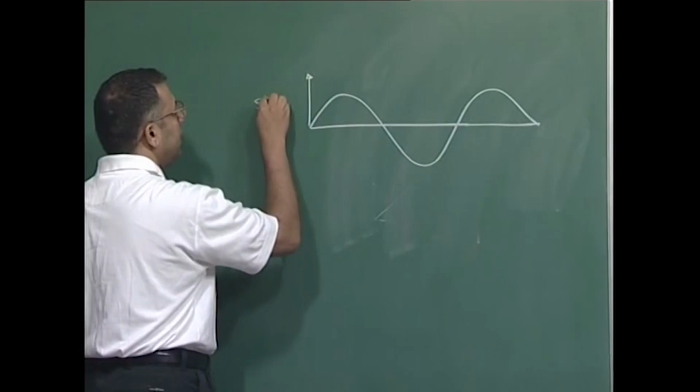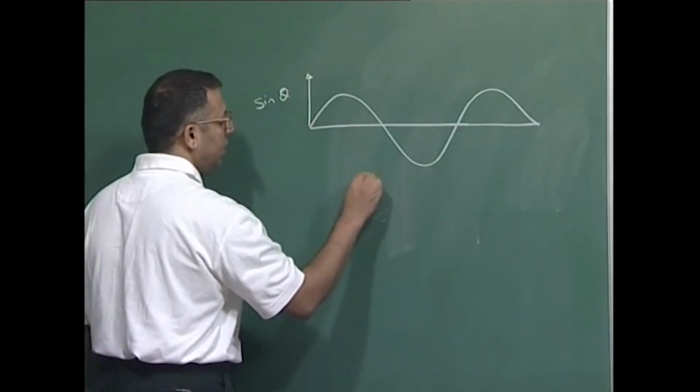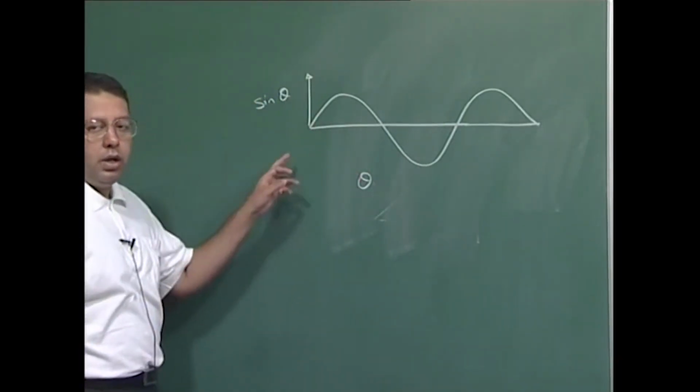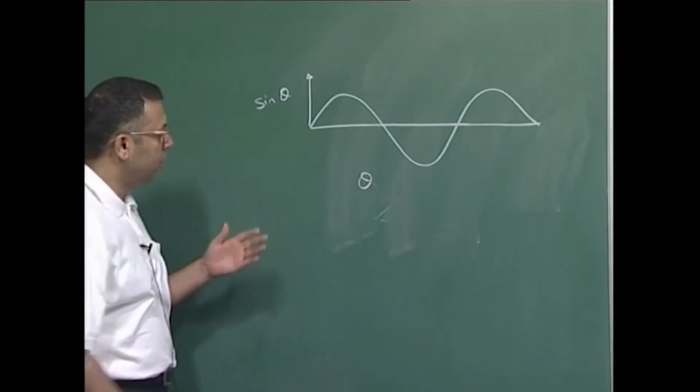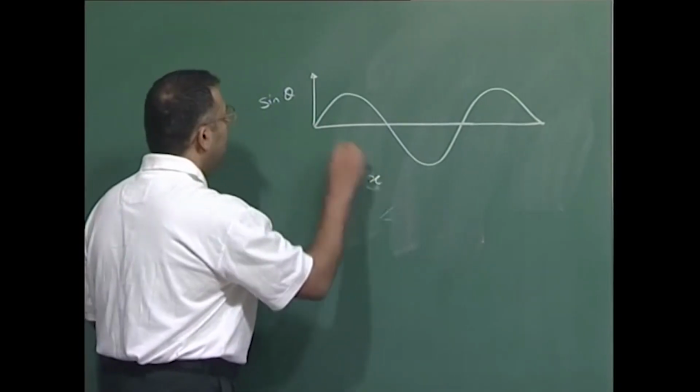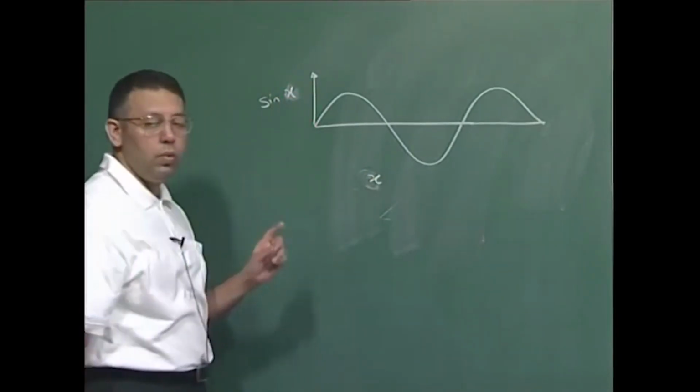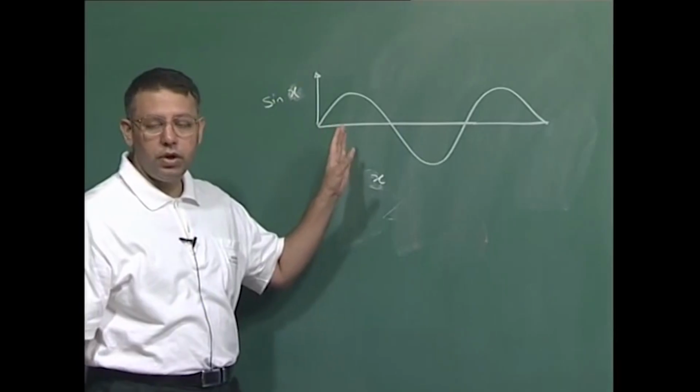So this is my sine theta, and let's say this is my theta or x. Now suppose on top of it, just to make sure that I am going to x to infinity, I will put it as x instead of theta. So now this is a perfectly ordered function in the long range.